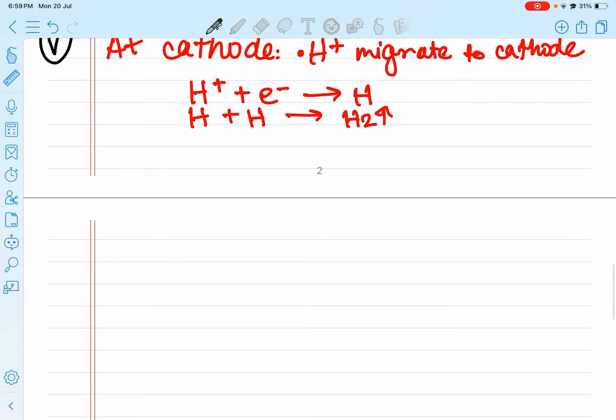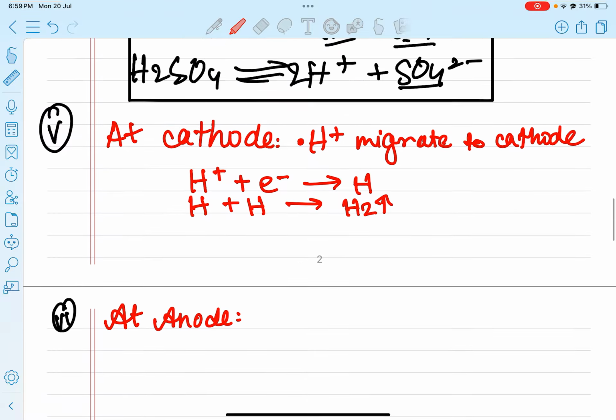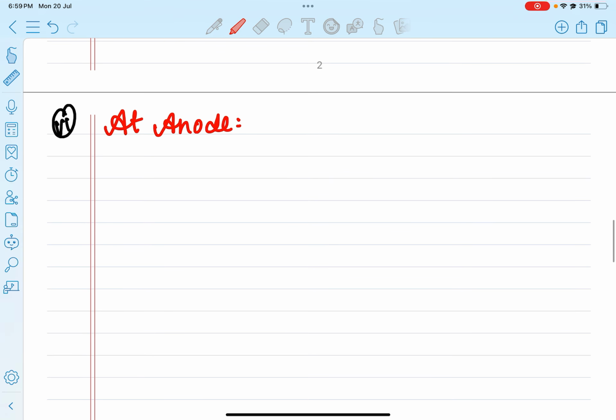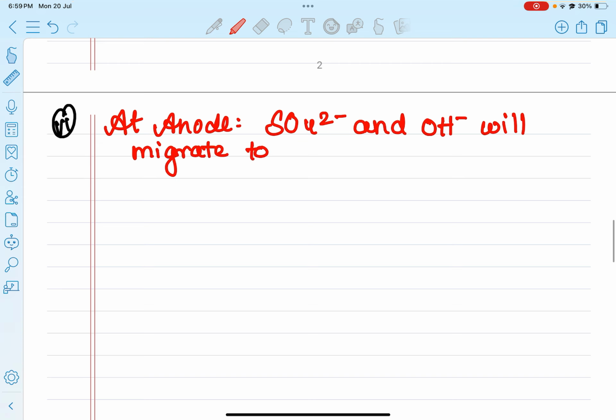This is my cathode reaction. Now let me come to the reaction at anode. Anode में क्या क्या anions हैं? Hydroxyl is there and SO4 2 minus is there. Both SO4 2 minus and OH minus will migrate towards my anode because they are anions. Anions go to anode. But one of them is going to get discharged. OH minus, being lower on the electrochemical series, will get preferentially discharged.